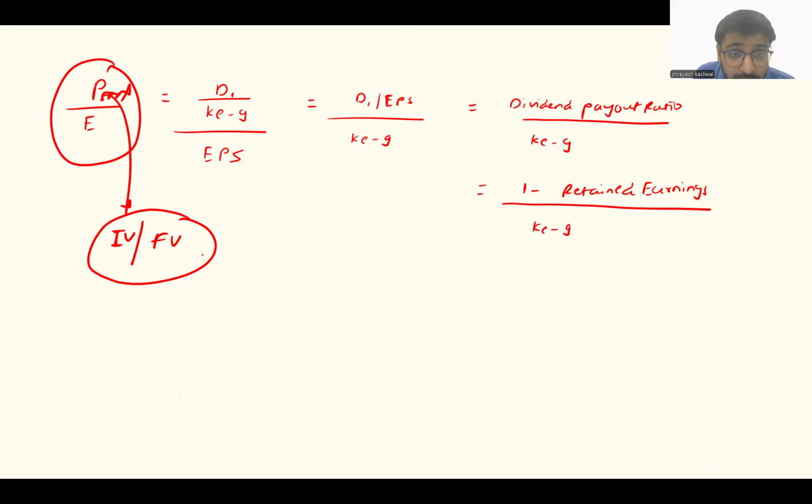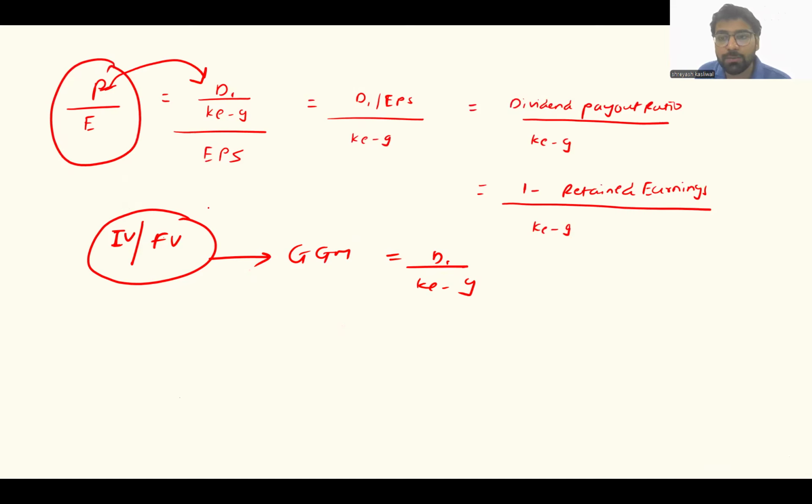Right. One of the valuation models which is used to calculate intrinsic value, fundamental value, is the Gordon growth model. And what is the formula for it, sir? It is D1 divided by KE minus G. Okay, sir, we understand that as well. Sir, what is the implication for us? In the numerator, instead of price, I can directly write down the formula of the Gordon growth model. And in the denominator, I can directly write the EPS.